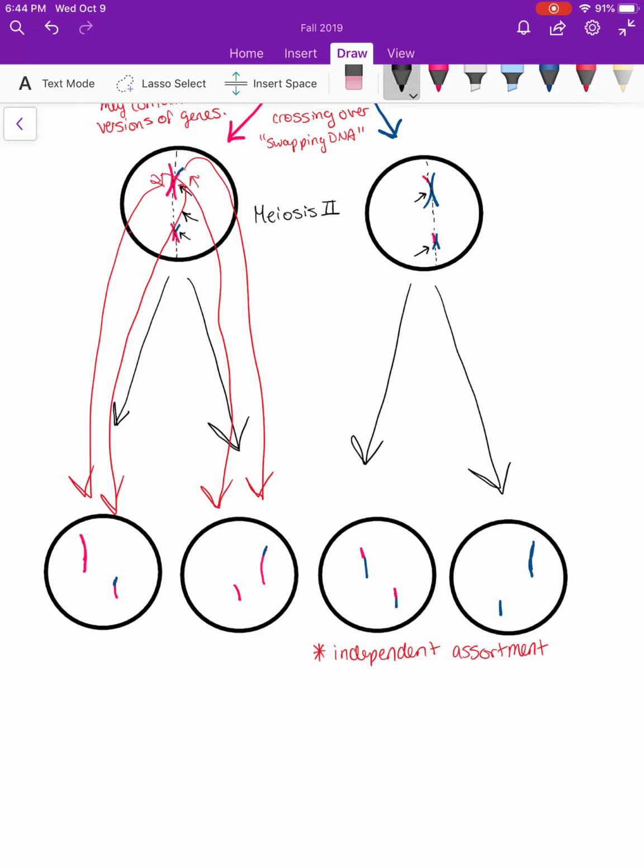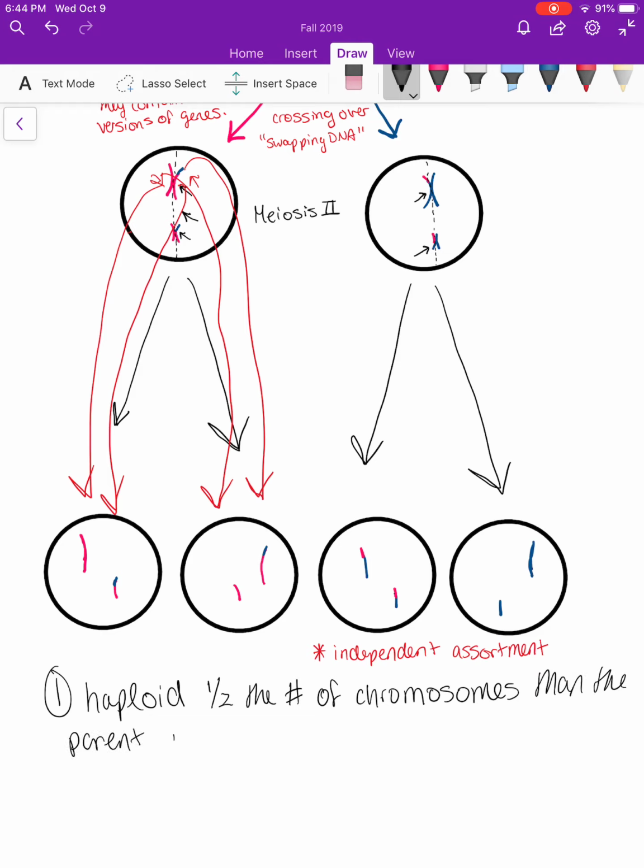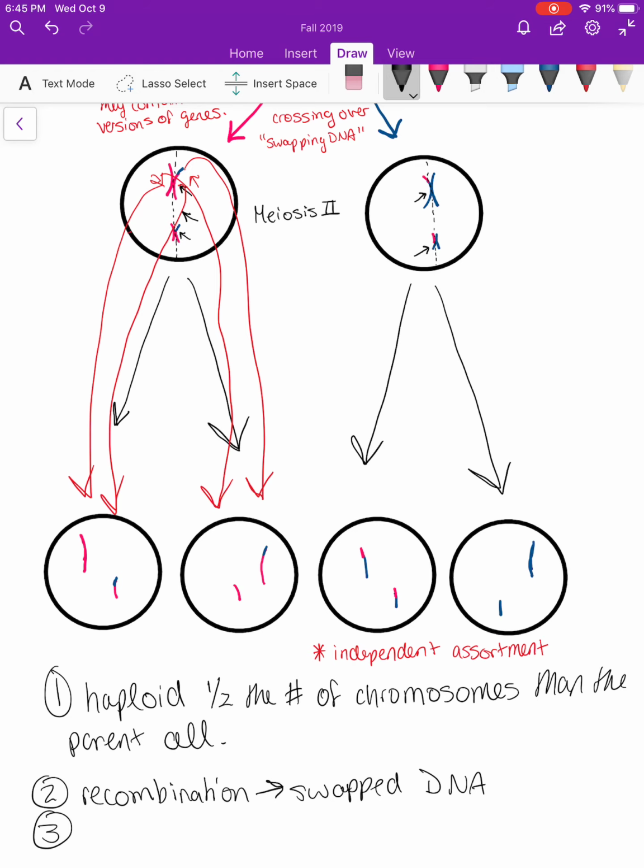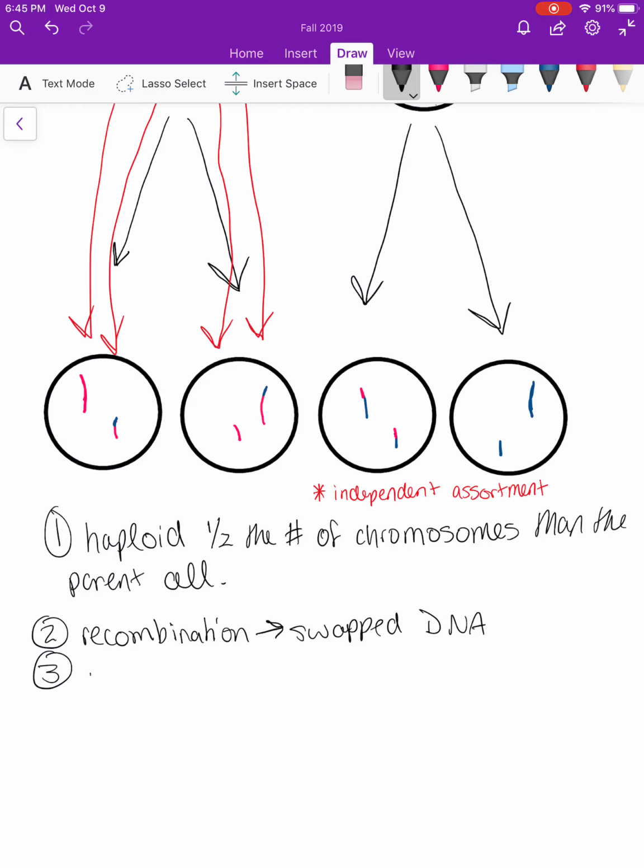So in meiosis, when we're thinking about the factors that make these 4 haploid cells unique, first of all, one, they're haploid. So they have half the number of chromosomes than the parent cell. Okay? Two is, well, they underwent recombination. They swapped their DNA. And the third thing that causes us to all be unique and have diversity is this independent assortment.